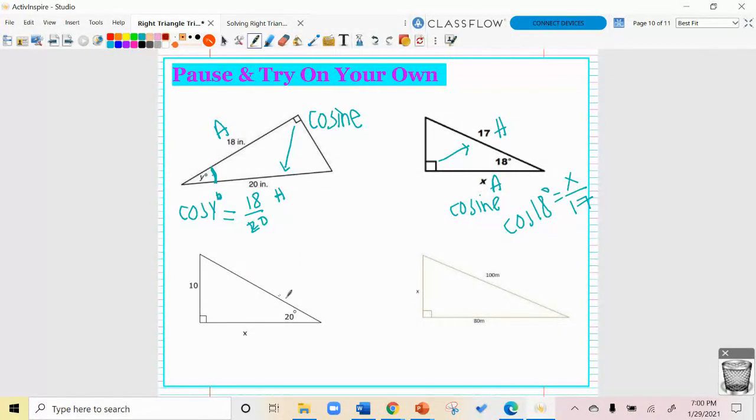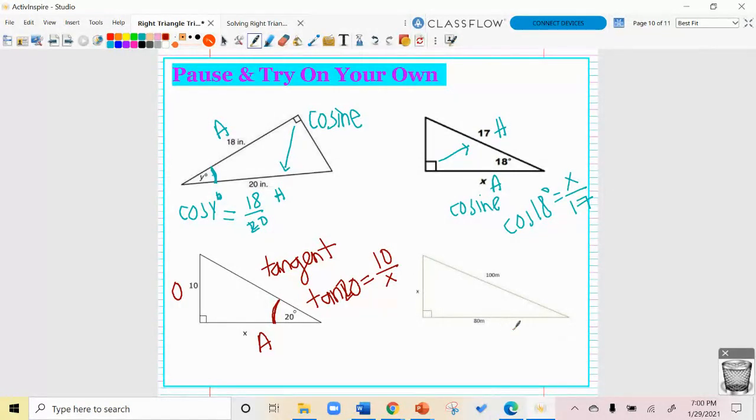What about this one down here? So here's the angle I'm talking about. This would be opposite. I don't know the hypotenuse. This would be adjacent. So I need to be using tangent. Tangent of 20 degrees equals 10 over x.